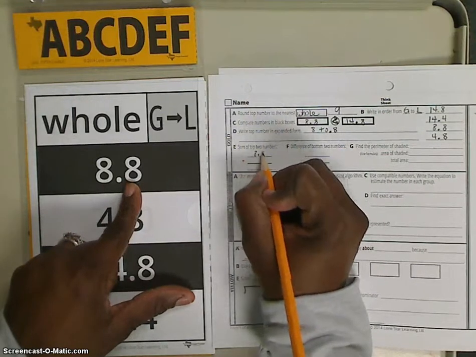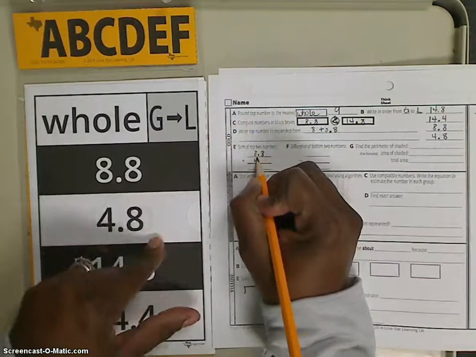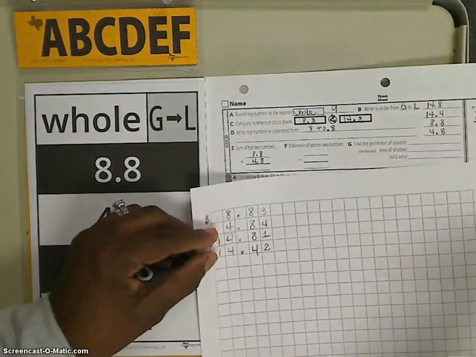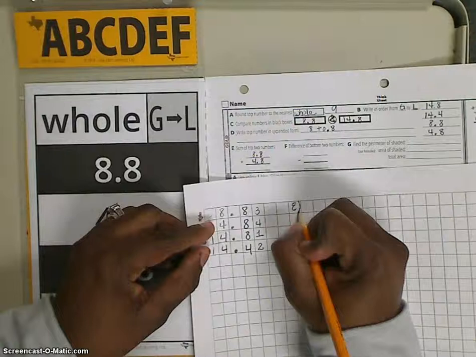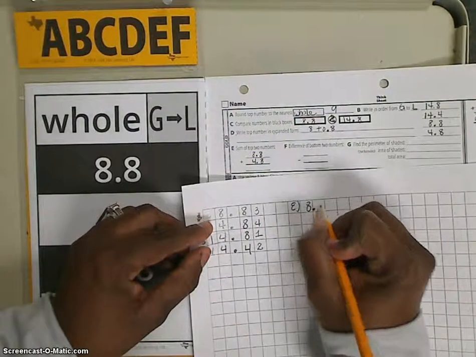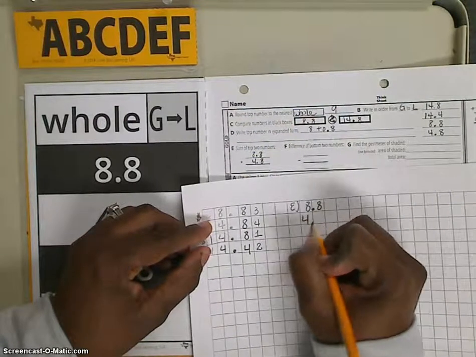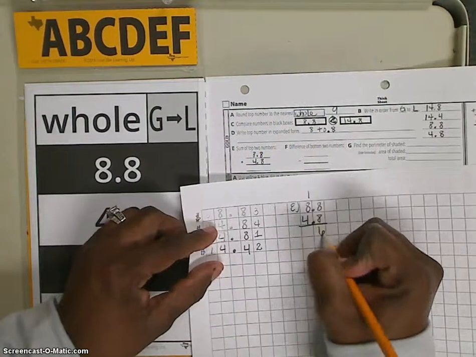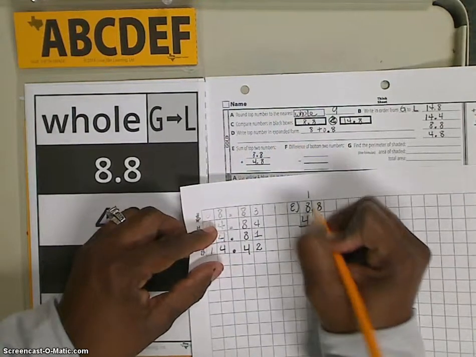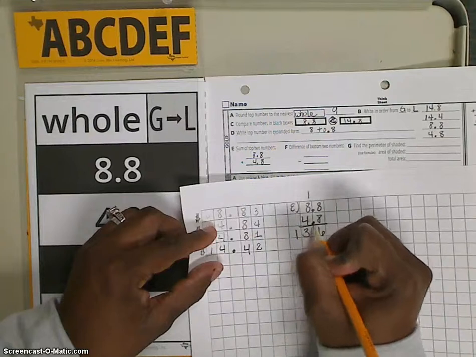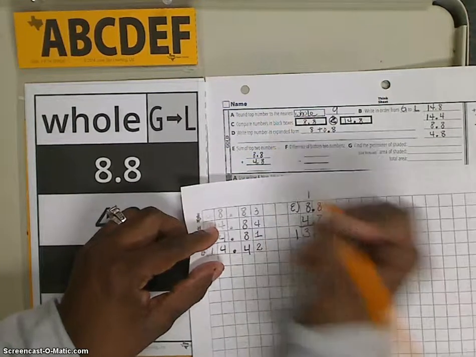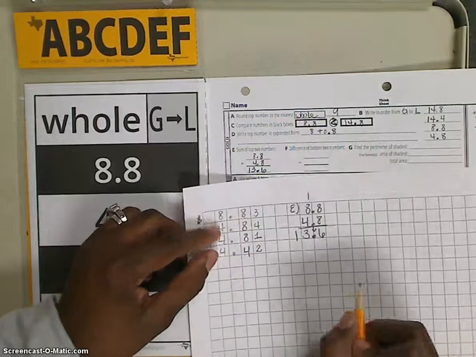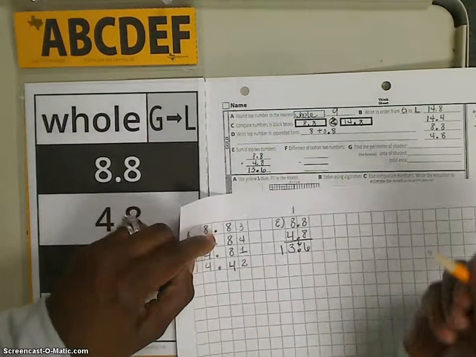Now E, sum of top 2 numbers. 8.8 plus 4 and 8/10. And remember, I want to show my work nice and neatly, so I'm going to come over here, put E. Eight plus 8, carry my 1, bring down my 6, 8, 9, 10, 11, 12, 13, and I bring my decimal straight down. Make sure I can read your information right there, please. I know that's a little small.